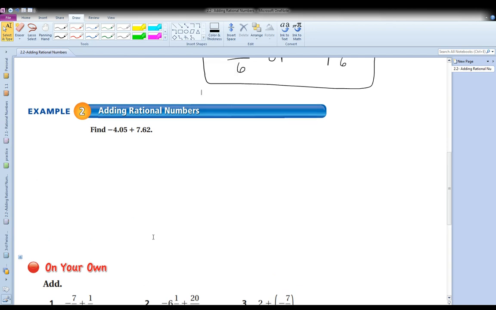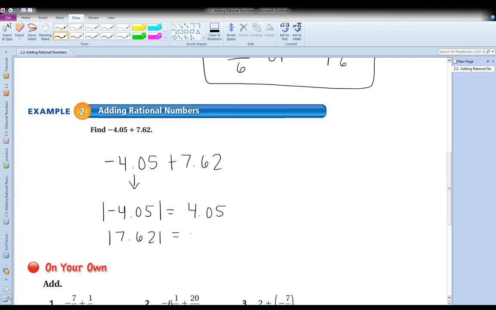All right, and then finally, we have example 2, adding rational numbers. Now we have decimals, okay? So for this one, we are going to have negative 4.05 plus 7.62, okay? Take the absolute value of these. Absolute value of negative 4.05 is going to give me positive 4.05, and the absolute value of 7.62 is going to give me a positive 7.62.